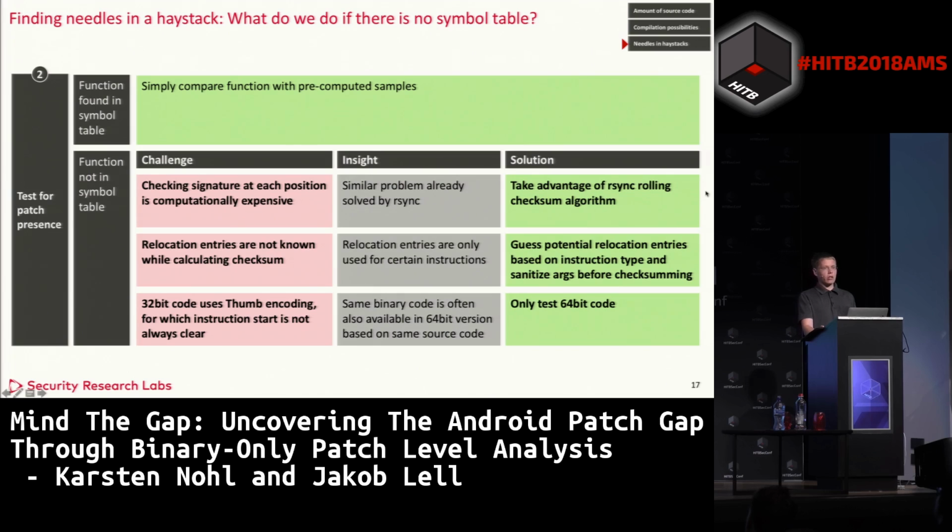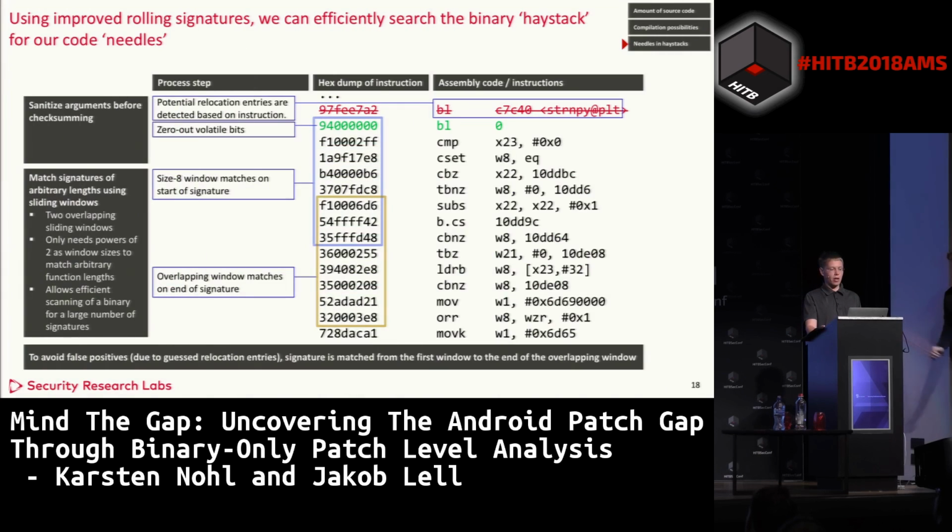And also the rolling checksum algorithm is only efficient if we have one window size or maybe a very small number of window sizes. And so for the first problem, we just take a look at the instruction opcodes and we guess whether it could be a relocation entry based on the instruction opcode. So in that case, we see a call instruction, so we guess this is probably a relocation entry and we zero out the arguments. And then we are not using one checksum window for each window size for each signature.